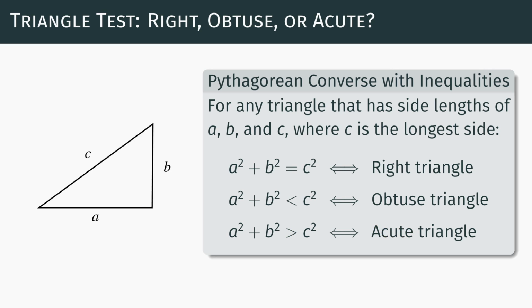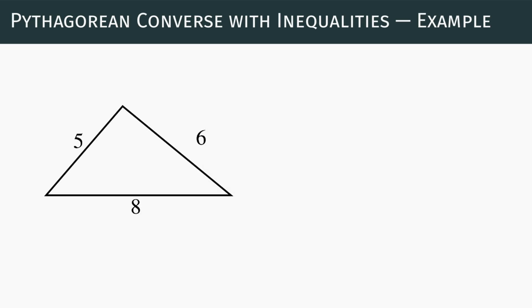So we can look at any triangle now with a, b, and c, where c is the longest side, and we can just figure out which of these three situations we're in, right? a squared plus b squared, is that equal to, smaller than, or greater than c squared? And depending on which of those three situations, we know if we're looking at a right triangle, an obtuse triangle, or an acute triangle.